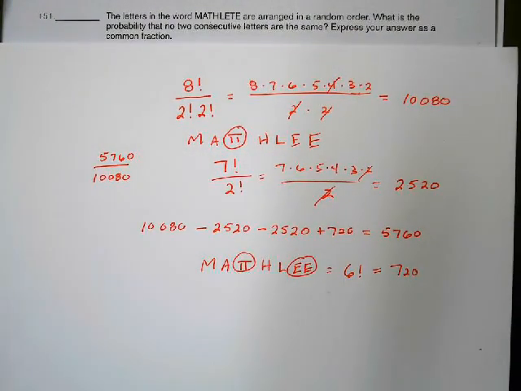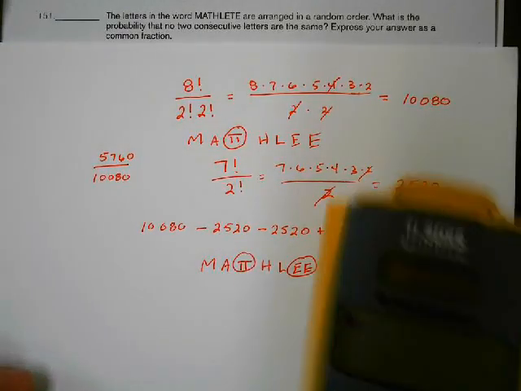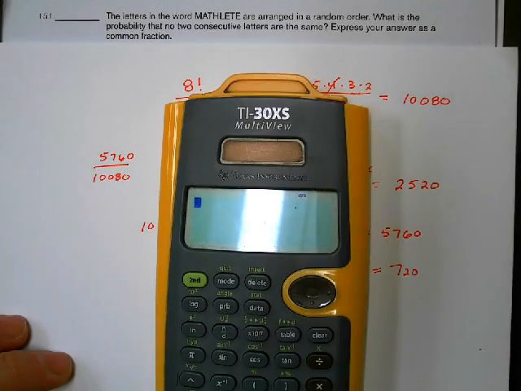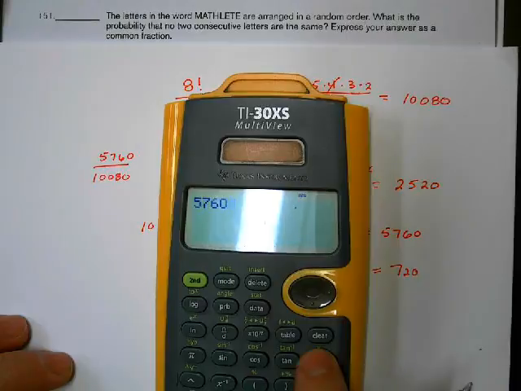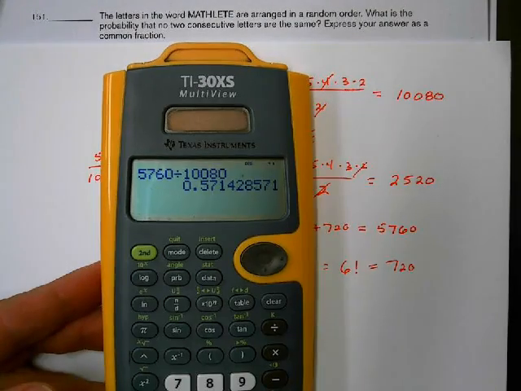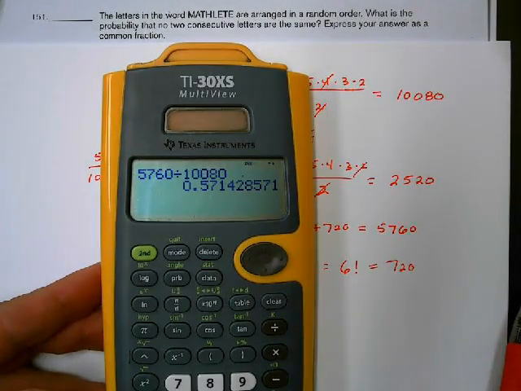So here's what I would suggest. Know how to use your calculator. So this is a calculator problem. So if I do 5760 divided by 10080, I get this number, but they want, oops, you can't see it, reflection. So I get this number, but we want it as a fraction.